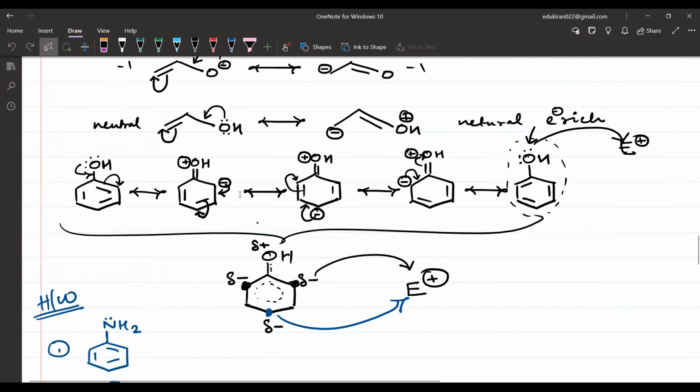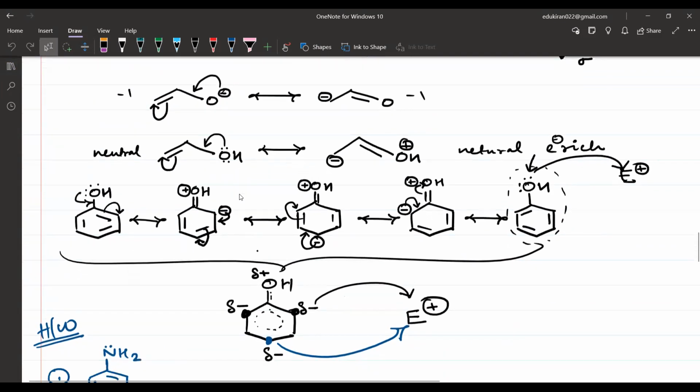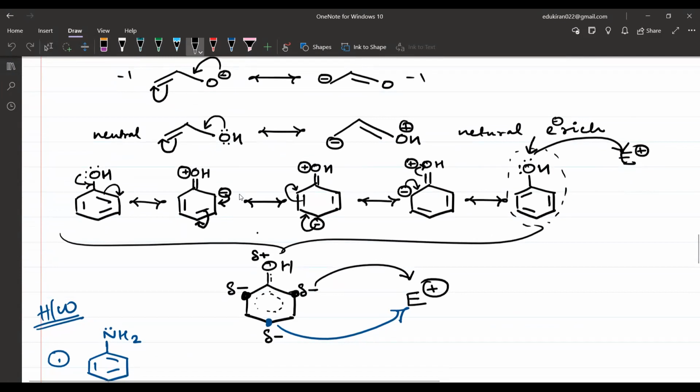देखिए इस केस में बताइए तो क्या हो रहा है? When you have phenol, in this case, what is this? Plus M or minus M? Plus M, है ना? अच्छा, plus M से क्या हो रहा है? You are increasing the electron density at ortho and para position. Can you see that? Yes or no? Please tell me.